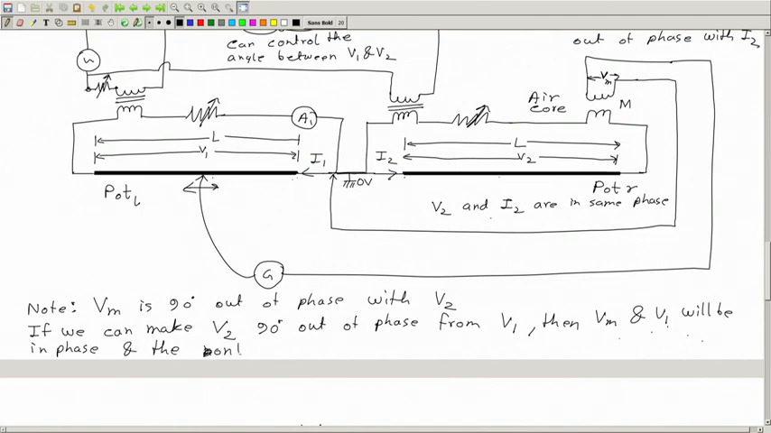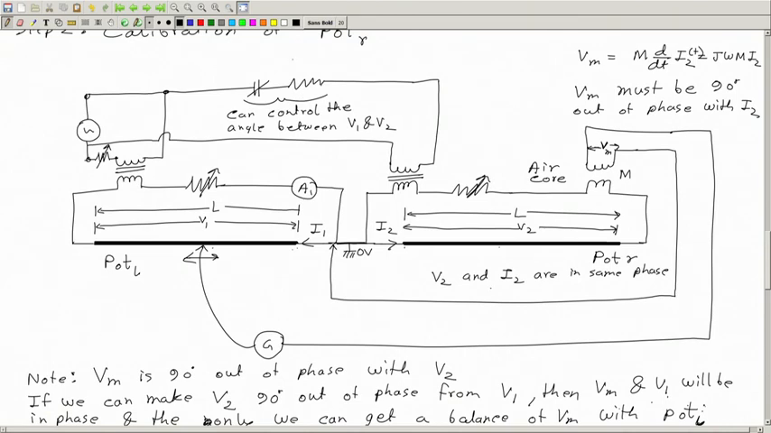And then only we can get a balance of Vm with potentiometer L. So, if we fail to get any balance for any position of this jockey, that means Vm is not in phase with V1, which in turn will mean V2 is not at 90 degrees with V1, and then we have to adjust these things, this capacitance, this resistance, so that V2 is 90 degrees out of phase from V1.